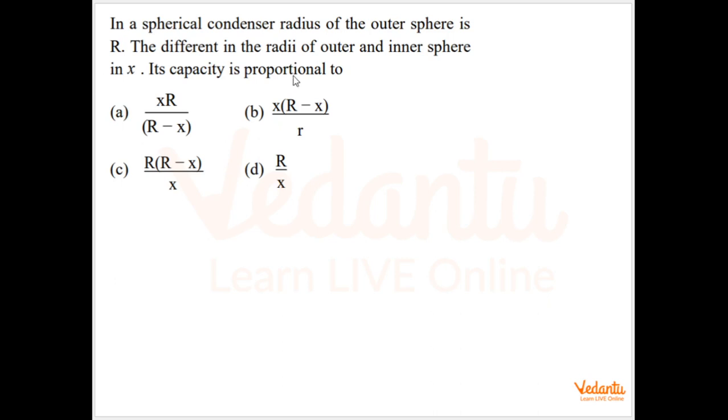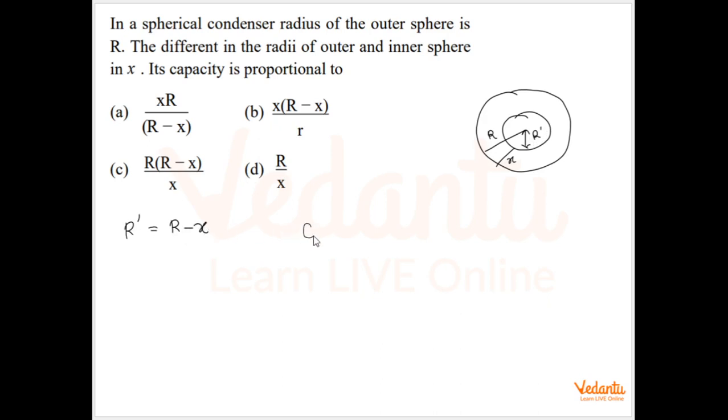In this question, a spherical condenser has outer sphere radius as capital R, and the difference between the inner and the outer sphere radii is x. We have to find out what the capacitance is proportional to. So, in case of a spherical condenser like this, if the outer radius is R and the difference is x, that means the inner radius, let's call it R dash, will be nothing but R minus x.